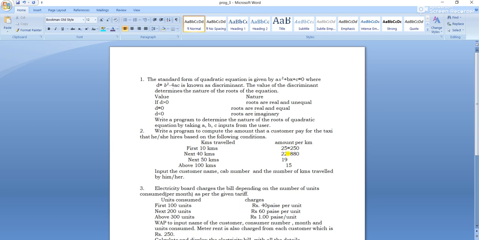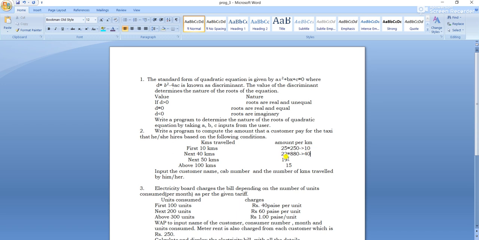So 880. Here 10 kilometers is over. This is for 10 kilometers and this is for the next 40 kilometers. But actually I traveled 70 kilometers. Now you can see here 10 is over, 40 is over. Still remaining how many? 20 more. Why? Because 70 minus the sum of the above two.